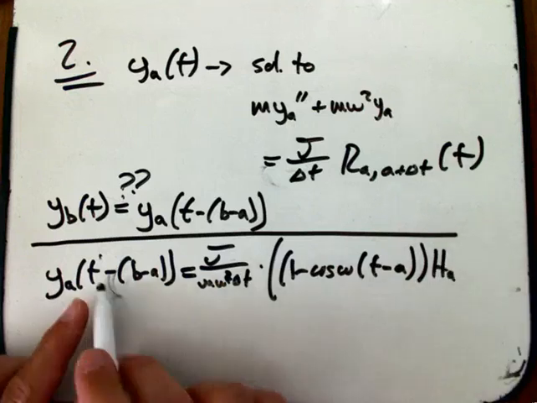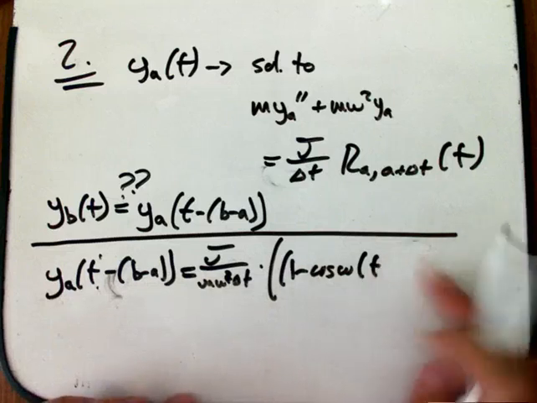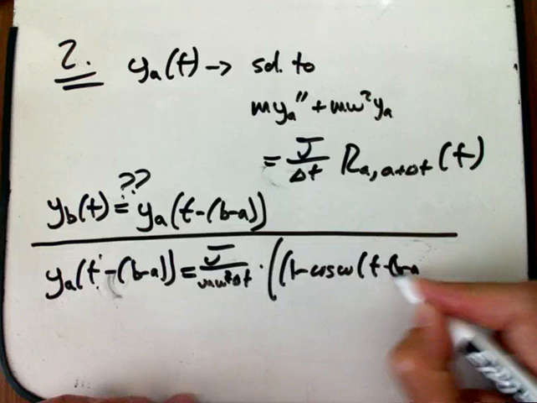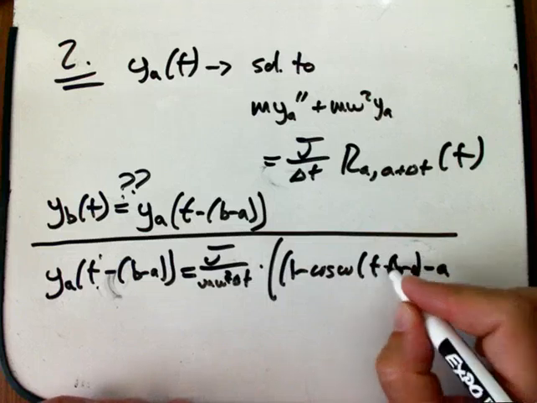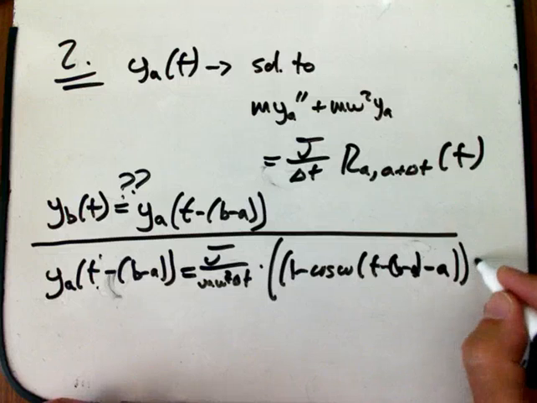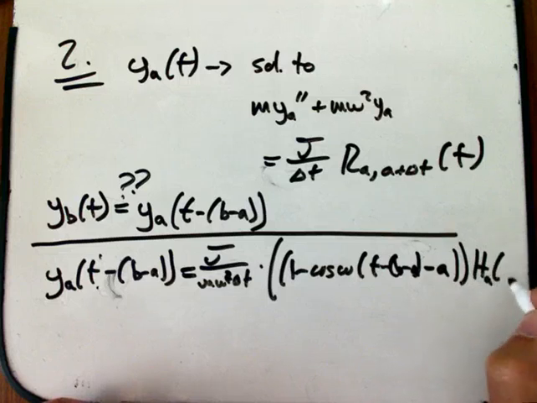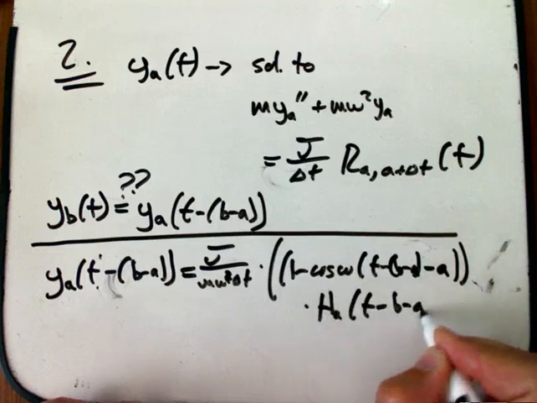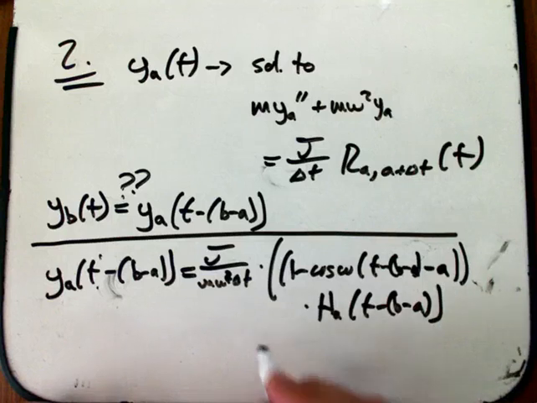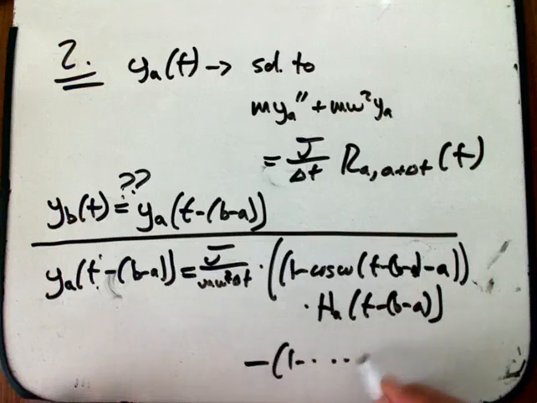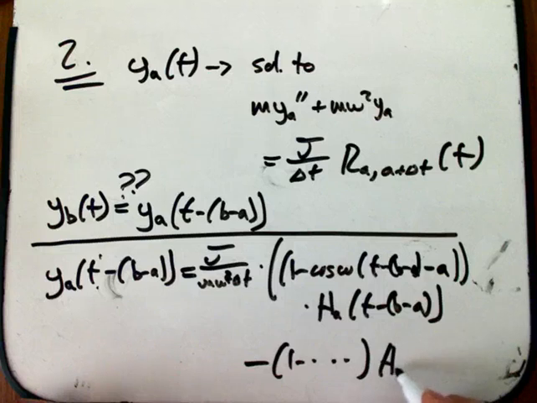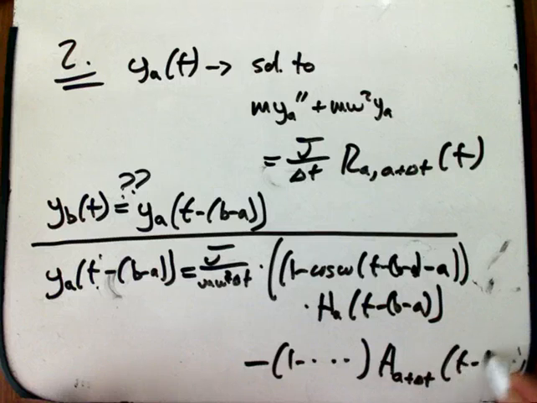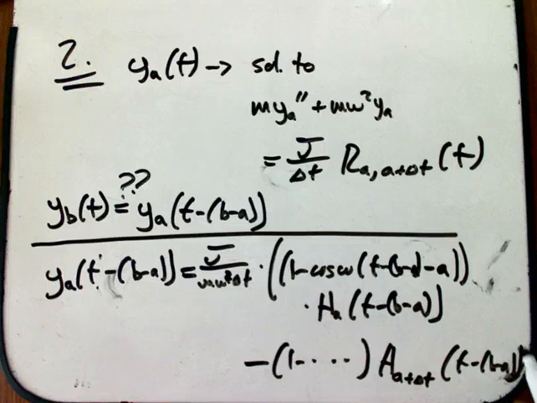Oh, and now I'm putting in t minus b minus a. So I'm putting in exactly what, that's a b minus a, hopefully you can read that, times HA of, I'm going to need more room, times HA of t minus b minus a. Okay, and then minus the 1 minus, and then this is HA plus delta t of t minus b minus a. So I'm taking that big nasty formula from just a minute ago and shifting things.